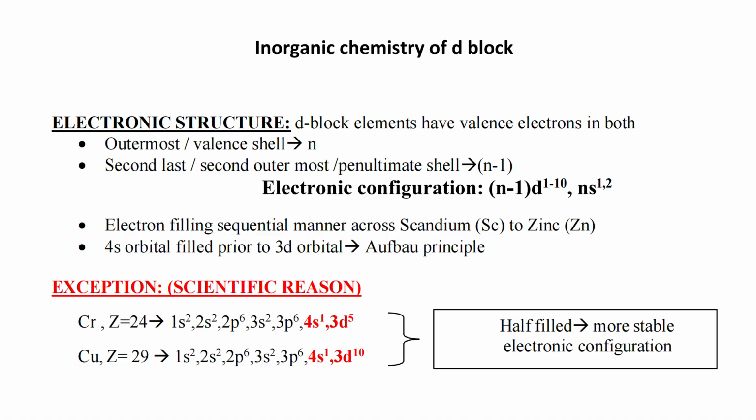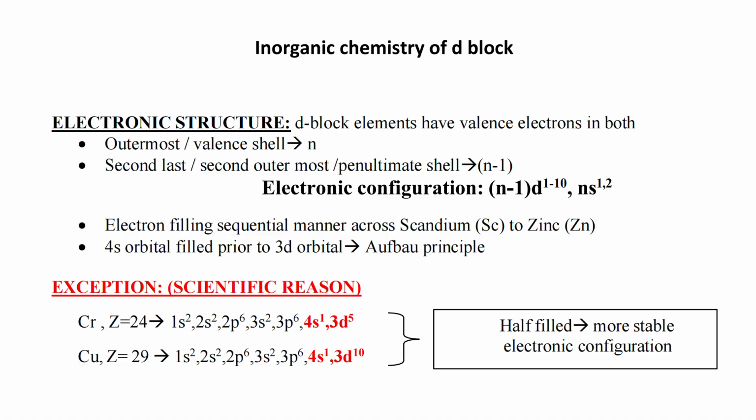So whenever you are asked to write the electronic configuration for these elements, either chromium or copper, you must write it as 4s1 and 3d5. And for copper, it should be 4s1 and 3d10. And what is the reason behind it? The reason is that half-filled orbitals provide a more stable electronic configuration.